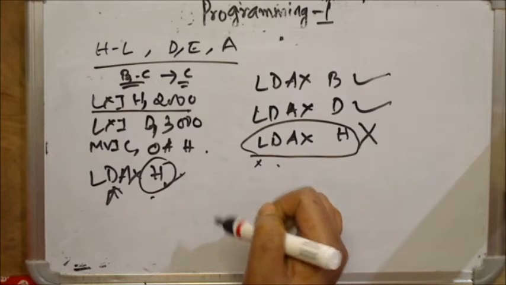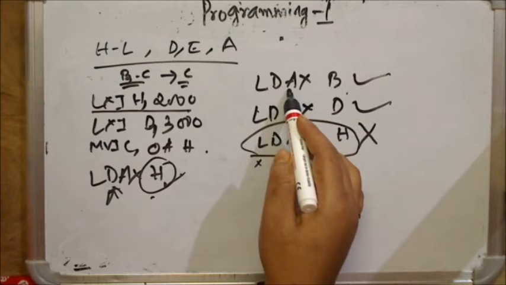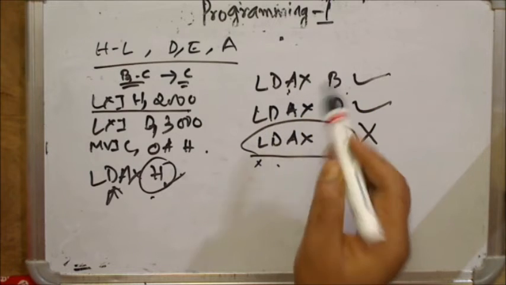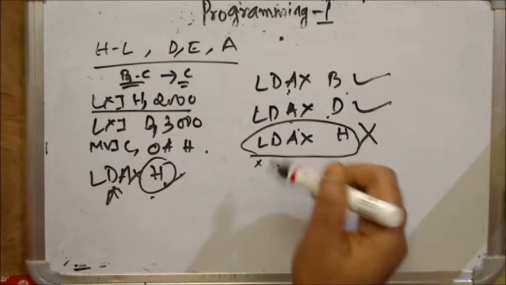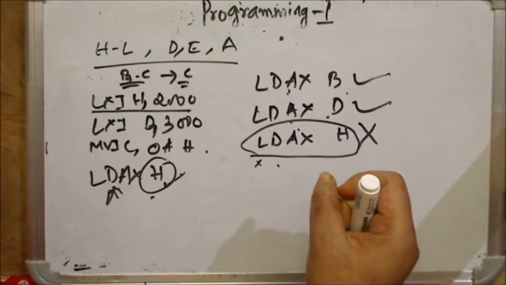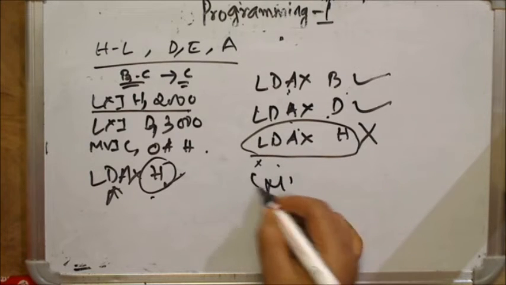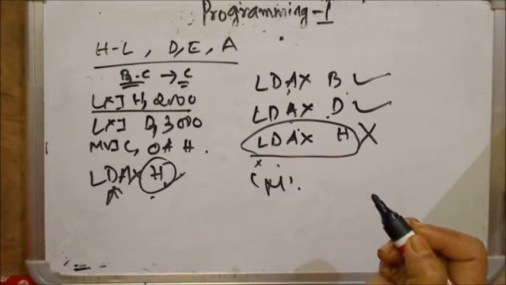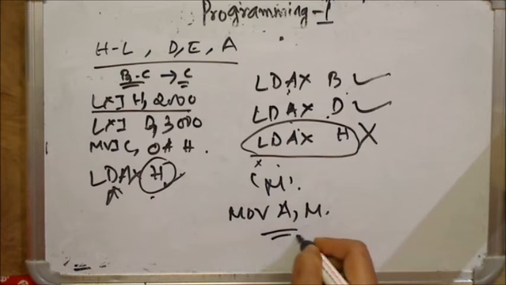Why? In LDAX B, you get the data from the location pointed by BC pair into A, right? In LDAX D, you get the data pointed by DE pair into A. Okay. Now you want A to get the data from the location pointed by HL pair. Now the location pointed by HL pair is called M, right? So if you want A to get the value of M, you don't write LDAX H. What do you write? You write MOV A, M, right?